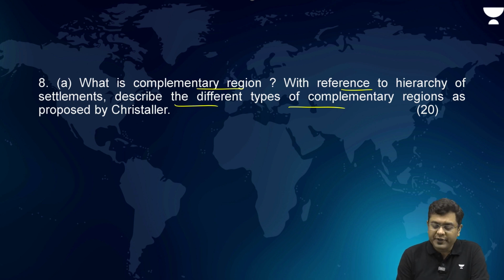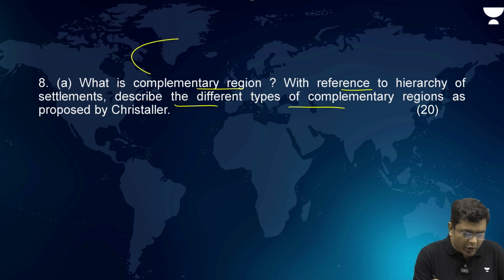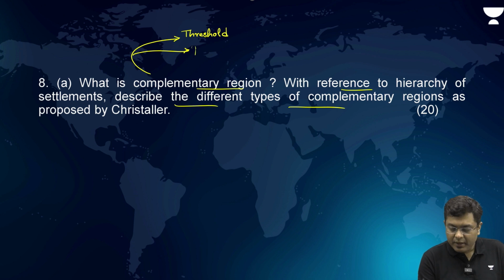Now hierarchy of settlements, here what did you have to write? You have to talk about, for example, what the complementary regions are dependent on. So those two factors you have to talk about. One is the threshold and the other factor is the range.